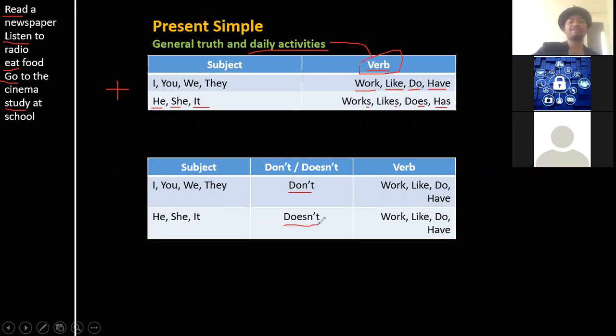Understand? For example, I don't work. He doesn't work. I read newspaper. I don't read newspaper. She listens to radio. She doesn't listen to radio. Okay, this is the negative. We use don't and doesn't. Okay, now Mr. Aga give example. I don't eat lunch.